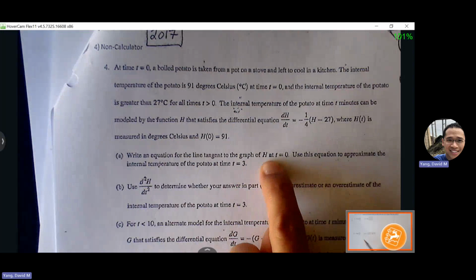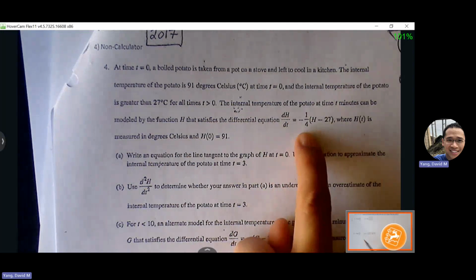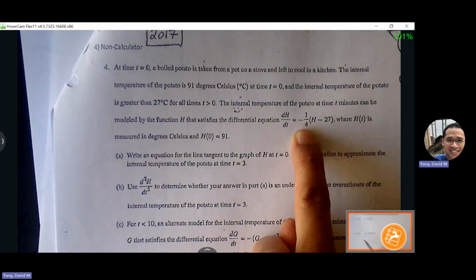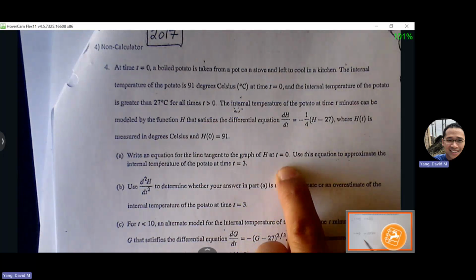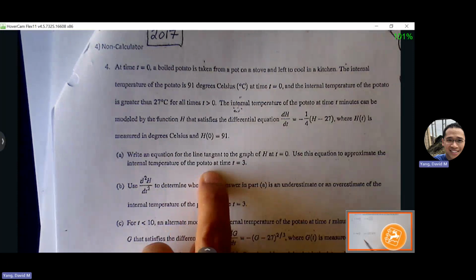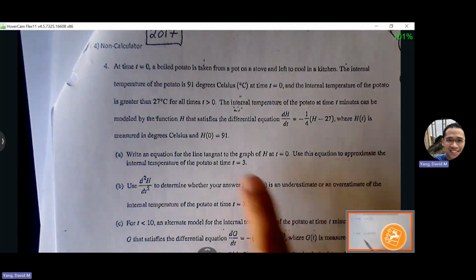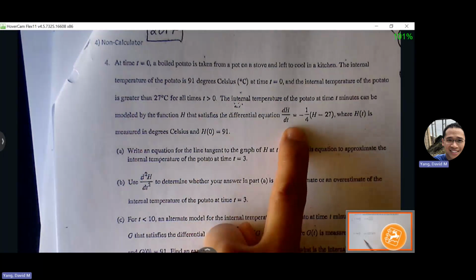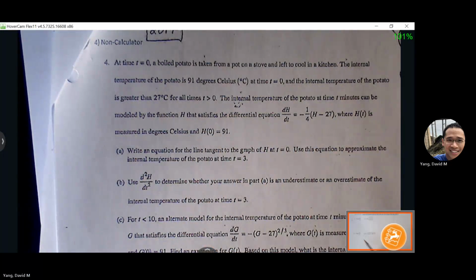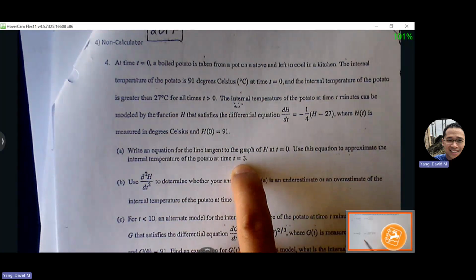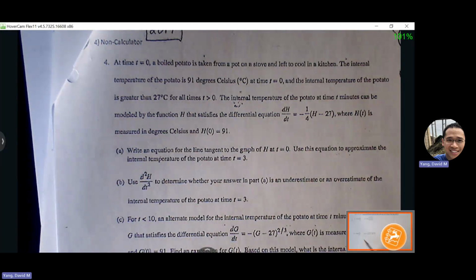So this should be an easy problem, okay? We're not having to do any separation of variables. The only thing dh dt is going to give us is the slope. Use this equation to approximate the internal temperature. So we'll find the ordered pair, which is given here. We'll use the ordered pair to find the slope, and then we do point slope form. And then we can use it to do linear approximation, right? But here it's an integer value, so we'll insert that in. Typically we do y minus y1, but here we'll just let t be our x and h be our y.